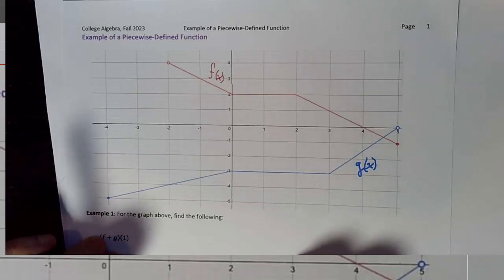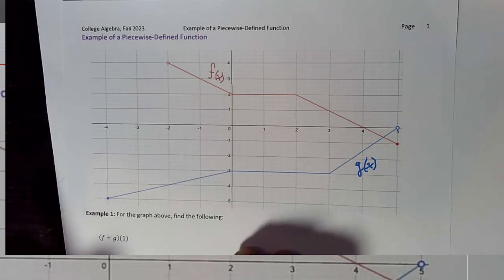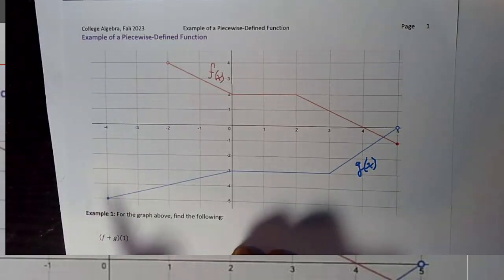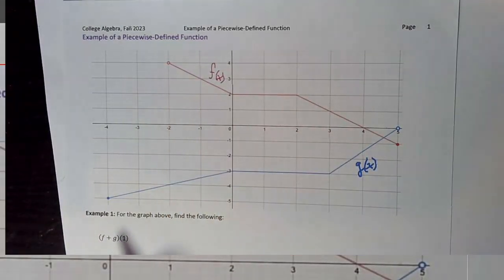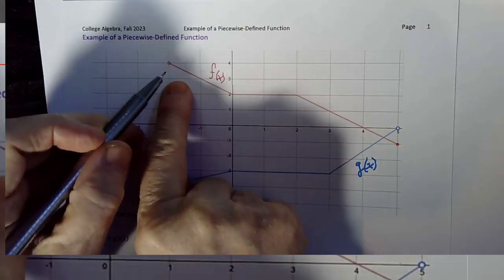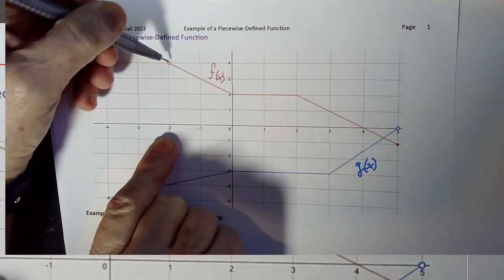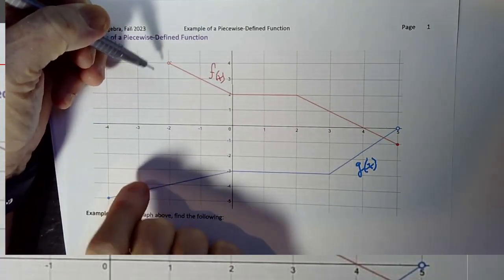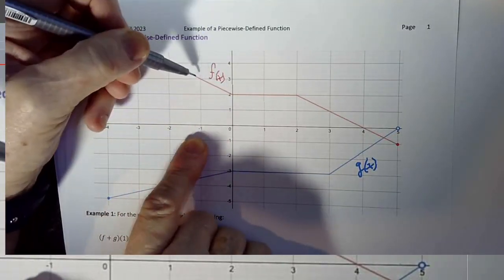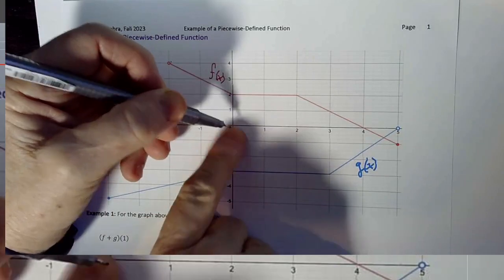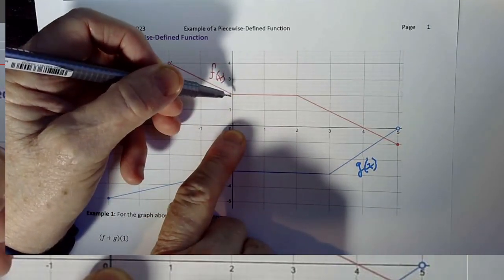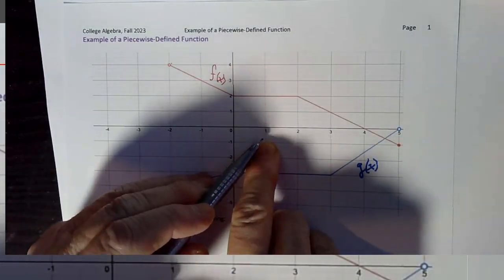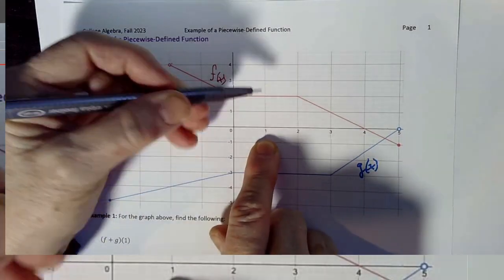This is an example of a piecewise defined function. And what we're doing is looking at how two different functions behave. Here we've got f of x, which is not defined at -2, but we can see it's approaching the value 4 at -2. At -1, f of x is equal to 3. At 0, f of x is equal to 2. You see that we're going to go horizontally to get the plug-in value, vertically to get the output value.